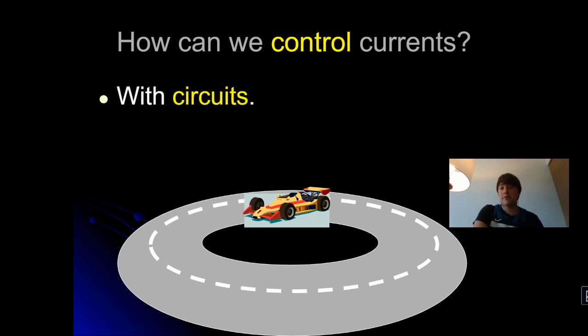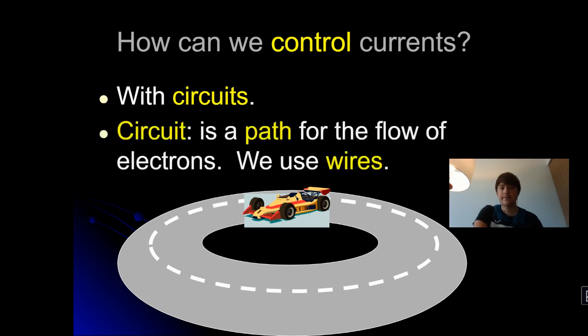So how do we control currents? This happens in our houses. We control them with circuits. A circuit is going to be a path for the flow of electrons. Typically, we use wires that are going to do a pretty good job of conducting electricity. So maybe a copper wire is a typical example we would see. But essentially, circuits are going to be the path in which they flow.